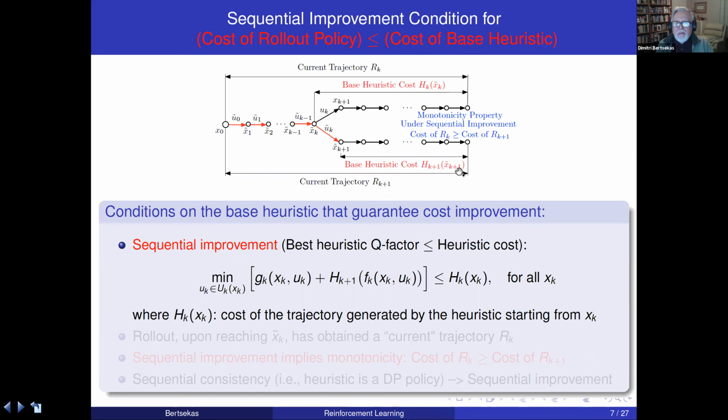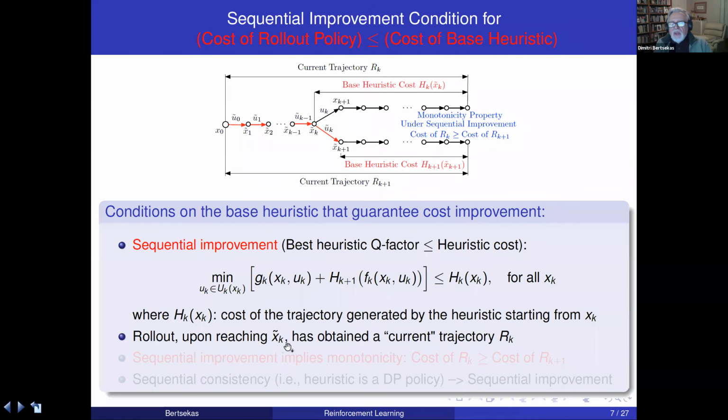So what the sequential improvement condition says is that this cost is less than that cost. And we know that there exists such a control because that's what the condition suggests. So we do have an improvement in terms of Q factor and also in terms of trajectory, starting from the initial state. Before we had this trajectory, which we'll call RK, the current trajectory. And after rollout, we have this trajectory, which we'll call RK plus 1.